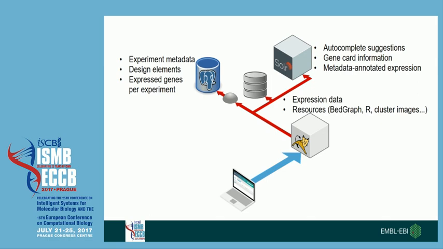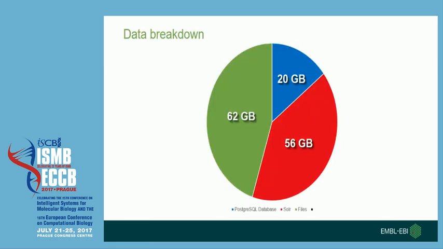And finally, the file storage is used to provide the raw expression data, so the expression values or the heat maps or box plots that you saw. That's where it comes from. And of course, there are many other resources associated with experiments, such as bedGraph files, RDR files I talked about at the beginning, images, and also raw files in TSV form that you can download if you want to perform your own analysis.